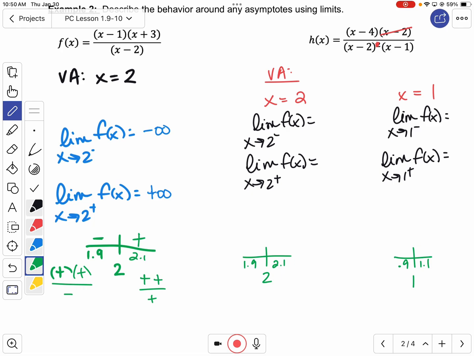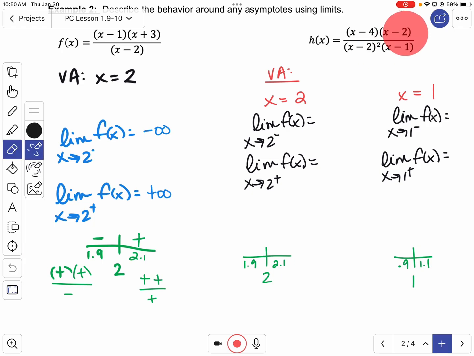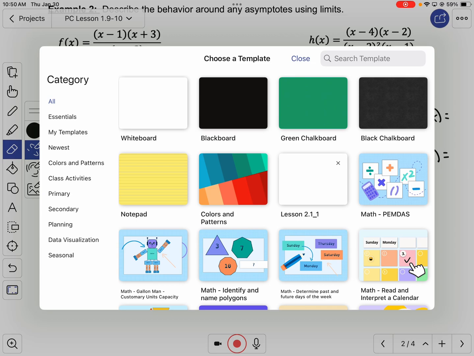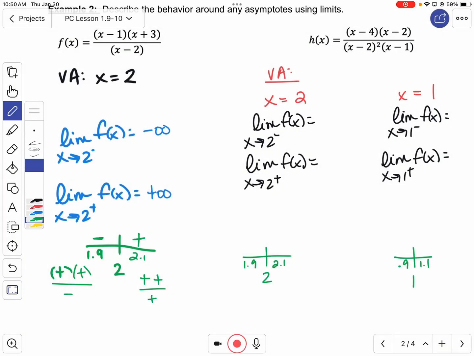So if I go back to my original, let me erase what I wrote in there so I could see it. Okay. Let's go in here and play a little bit. Okay. So 1.9 minus 4, that would be a negative.